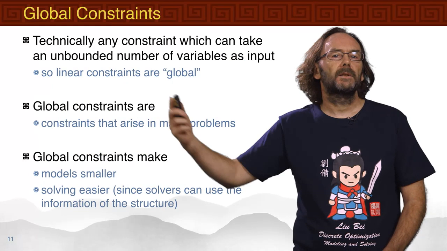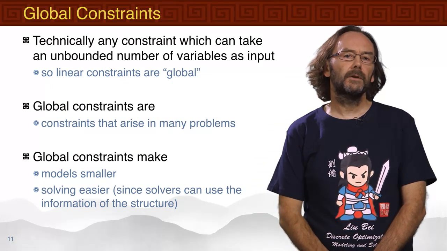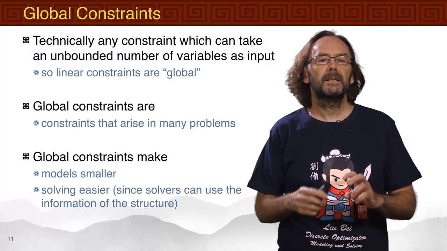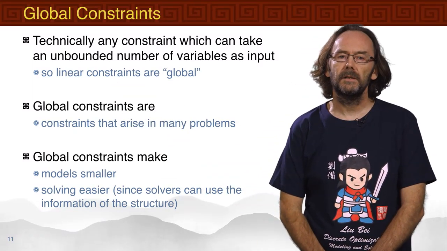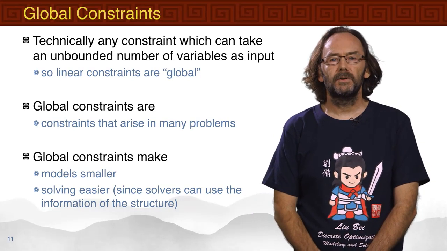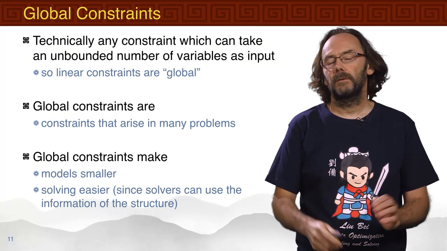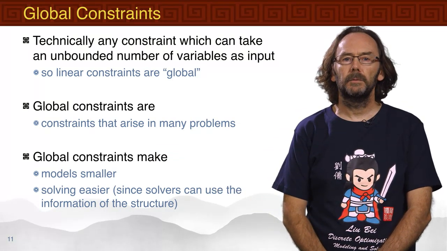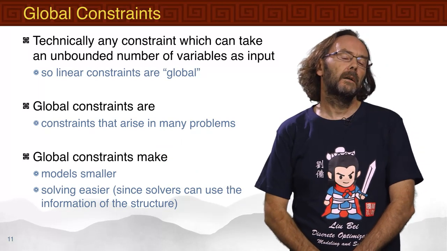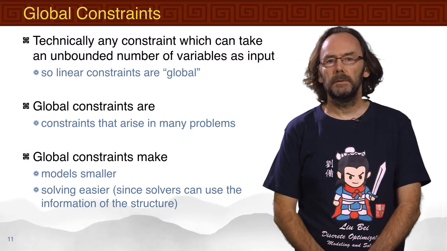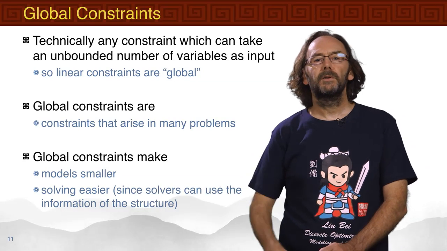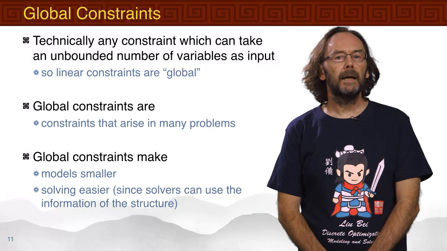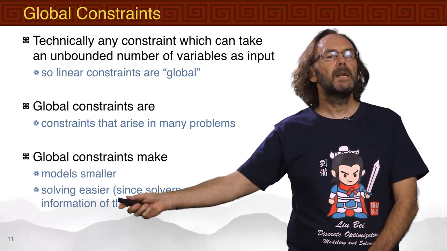Okay, and global constraints. Technically, a global constraint is any constraint which has an unbounded number of variables as input. We've already seen linear constraints, like sum expressions, which are kind of global constraints. But global constraints typically will be a name of the special constraint and then some arguments, usually arrays, because they're taking an unbounded number of variables. Global constraints are used to store constraints that arise in many problems. Using the global constraint makes the model smaller. You can see here, once we used all different, we made a much smaller model. And it does more than that, it makes solving easier.